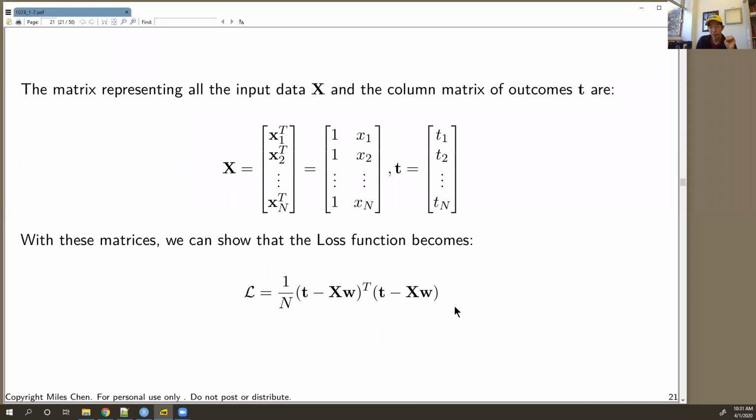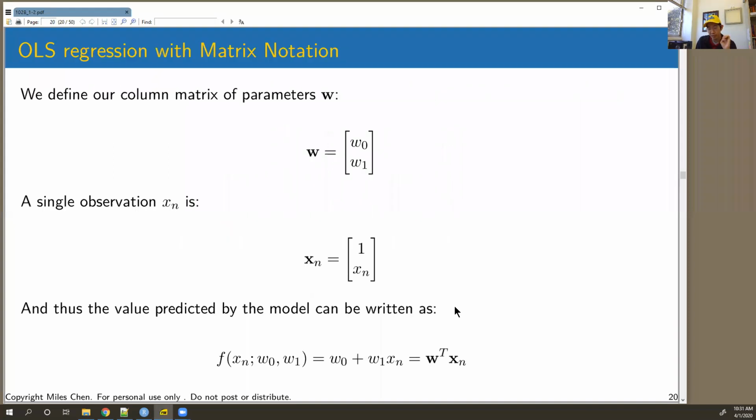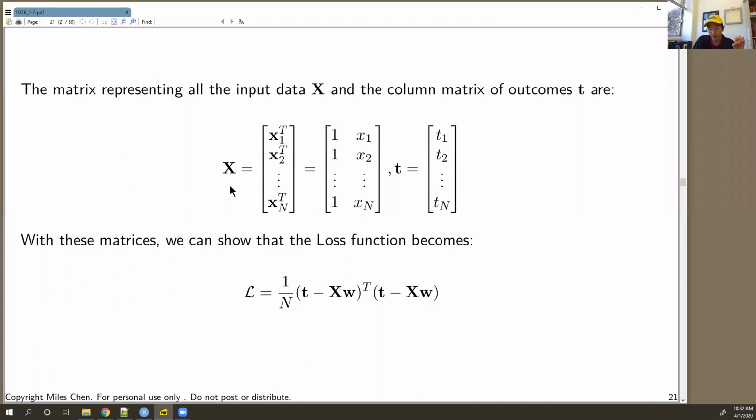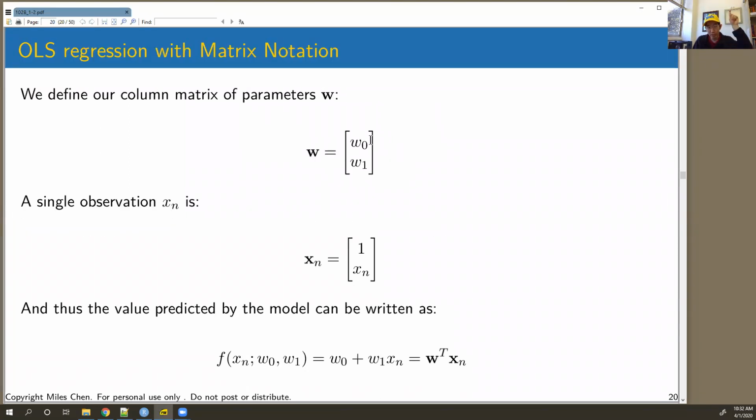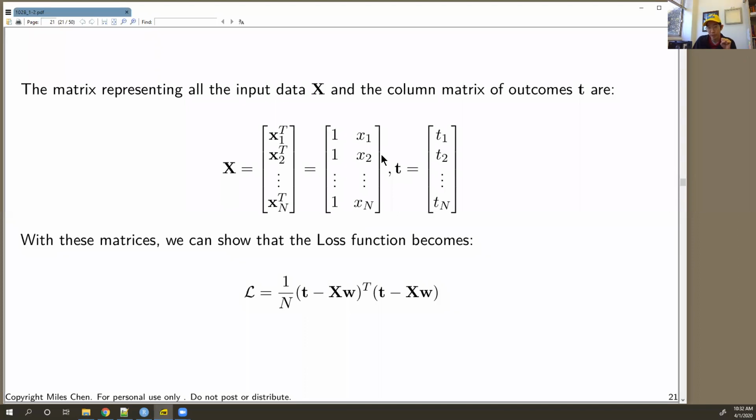What's important, whenever you work with matrices, I strongly recommend that you write the dimensions of each of these matrices underneath. If you're taking notes on a piece of paper, just write down what W looks like, what one individual xn looks like, and what your big X matrix looks like. W is 2 by 1, W0, W1, and X is going to be n rows by 2 columns. And T is n rows, 1 column.